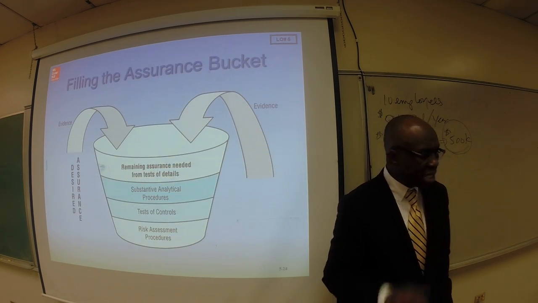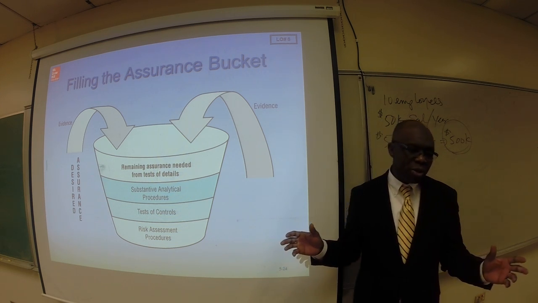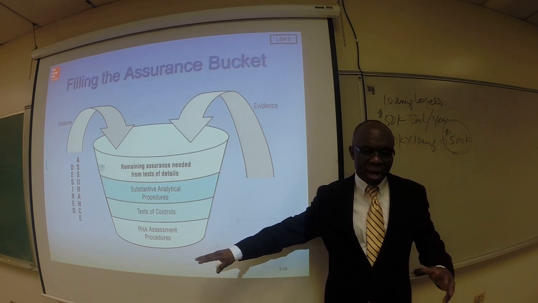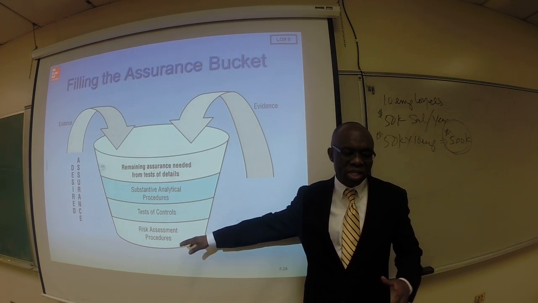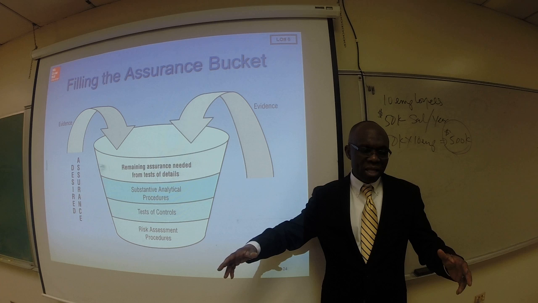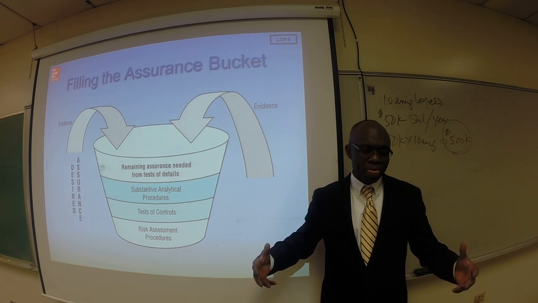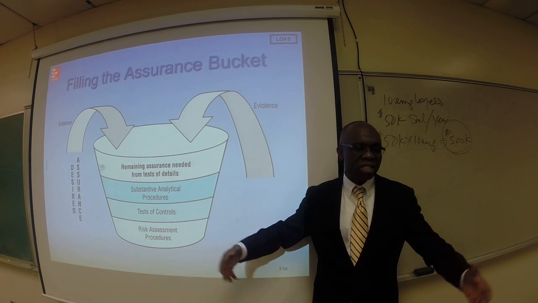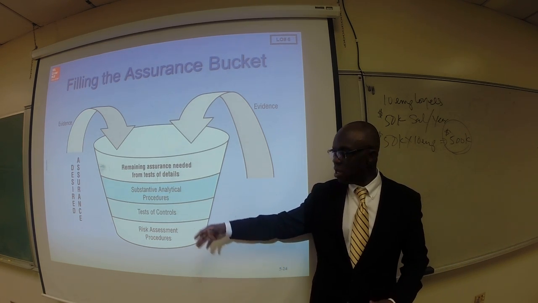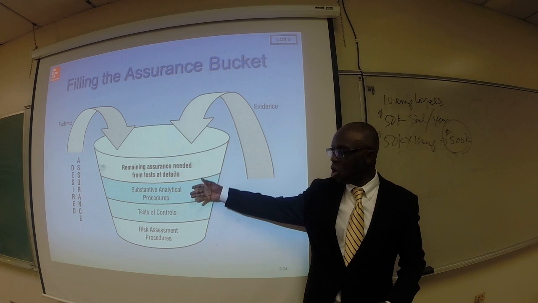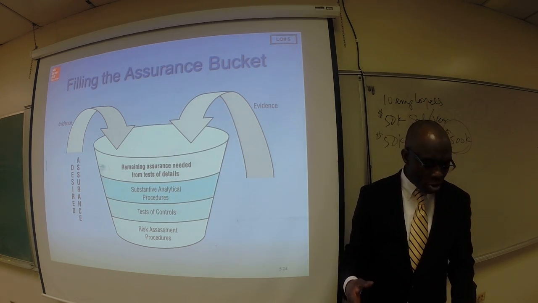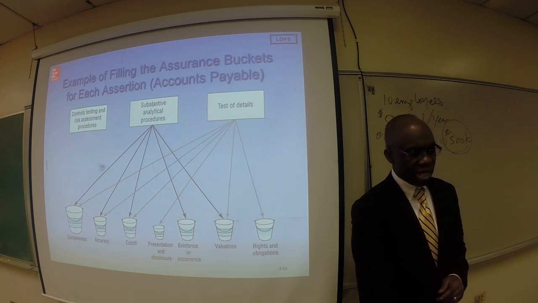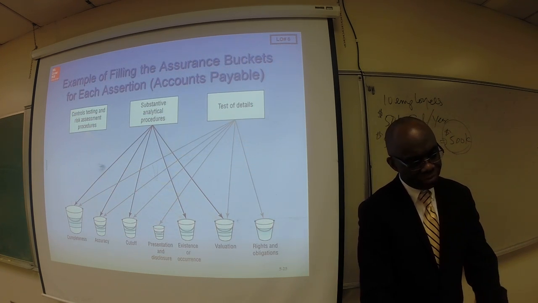So moving along, let's take a look at filling the assurance bucket. What are we talking about here? From the outset, when the auditor performs a lot of audit procedures relative to risk assessment, that gives them some assurance. Then when they test the controls and the controls are working, that is additional assurance. Then when they perform substantive procedures, all these procedures are being performed in order to give the auditor assurance. An example of filling the assurance bucket for each assertion is more specific.